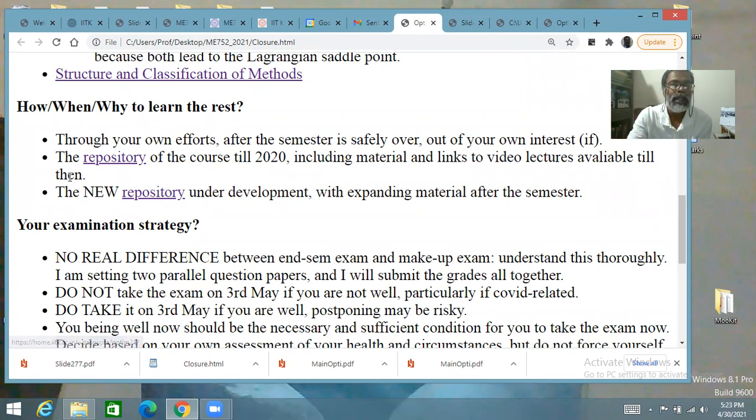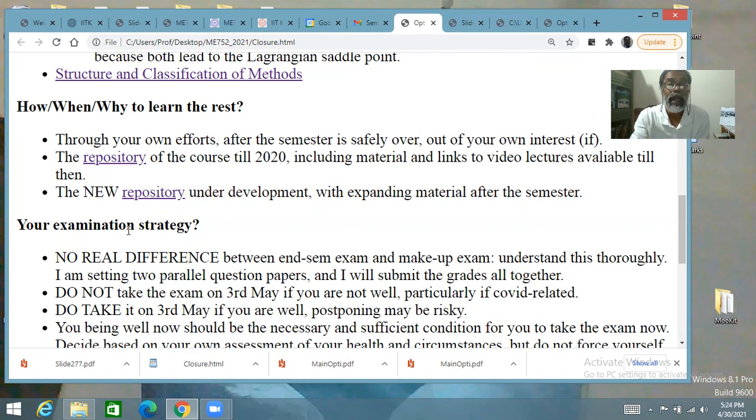So till that time, for the second half, this repository is operational and this repository is under development, which will be the new version, for which half is ready. Actually a little more than half is ready, but that's a different thing.